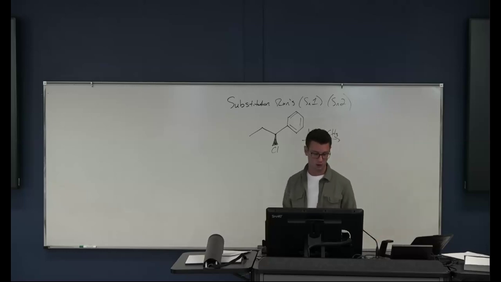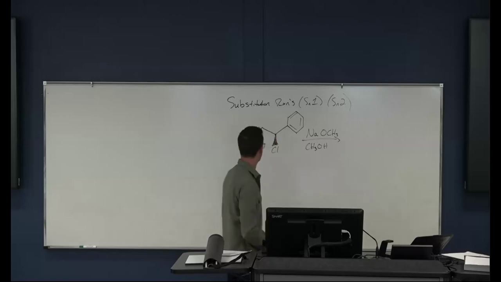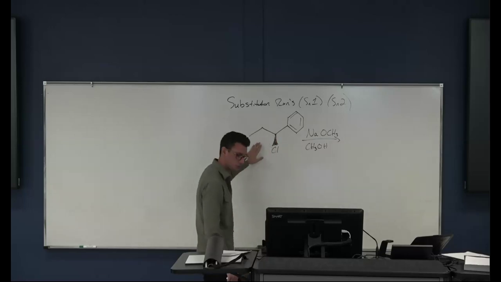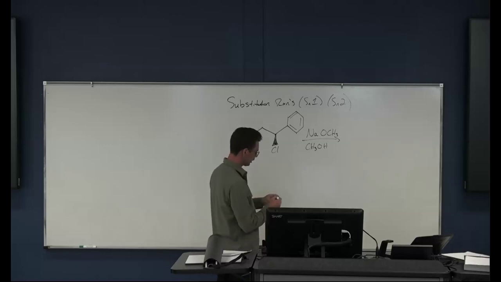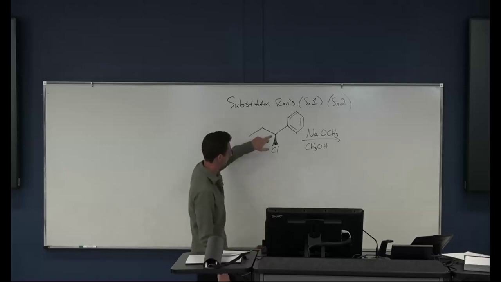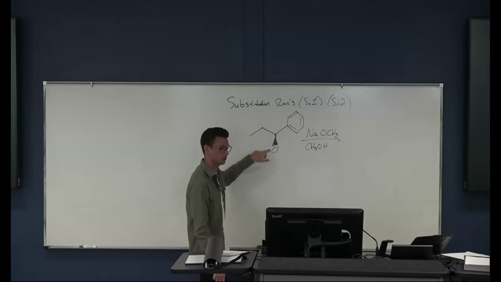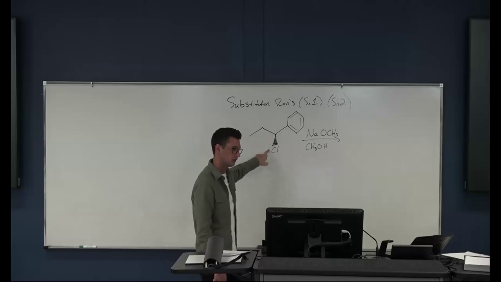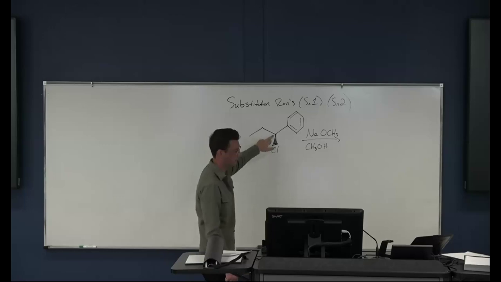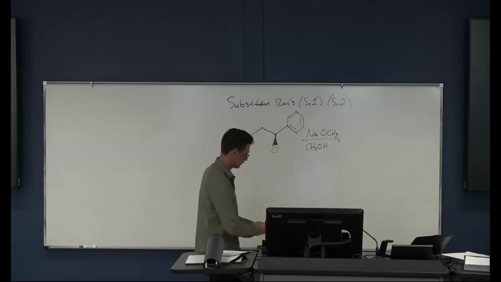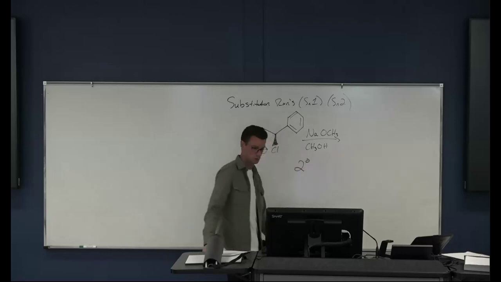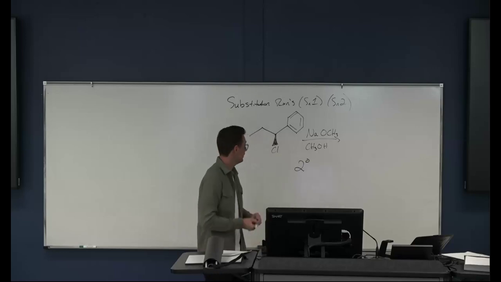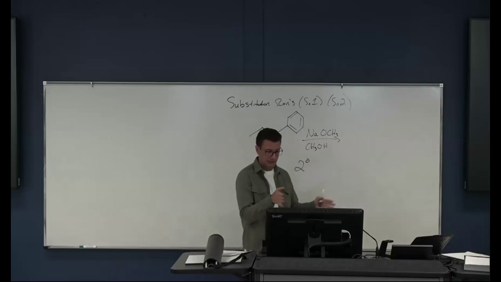Okay, so let's walk through that logic again. Is the substrate primary, secondary, or tertiary? How many carbons? You have a carbon that's bonded to the chlorine. The chlorine's going to be the leaving group. How many carbons is that bonded to? 1, 2. Okay, so we have a secondary substrate that falls into that gray area.